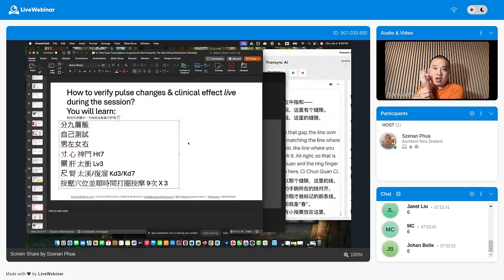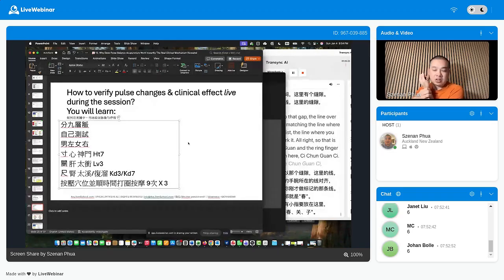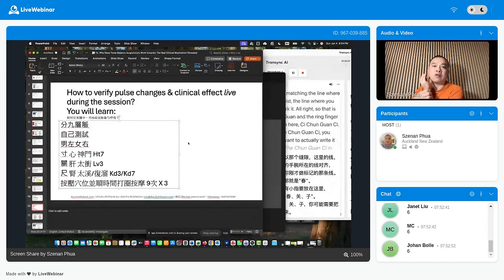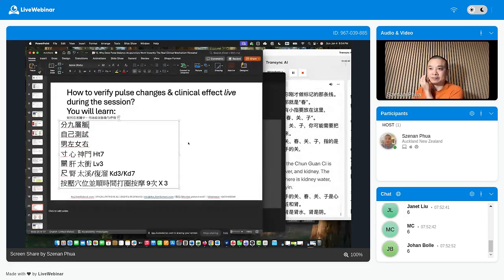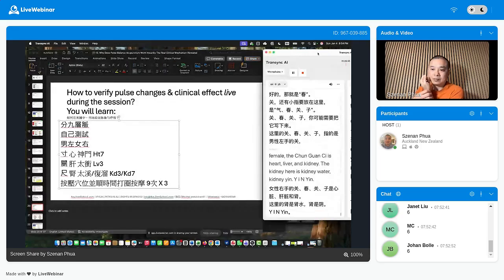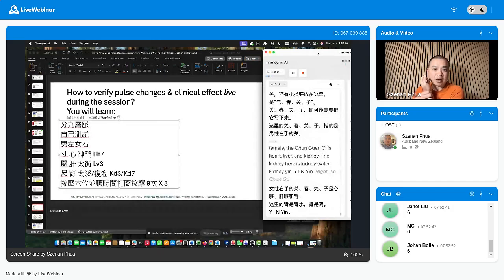And the Cun Guan Chi, you might want to actually write it down. The Cun Guan Chi in here, for the left hand of male, right hand of female, is heart, liver, and kidney. The kidney here is kidney water, kidney yin, Y-I-N, yin. Right? So Cun Guan Chi. You practice it.